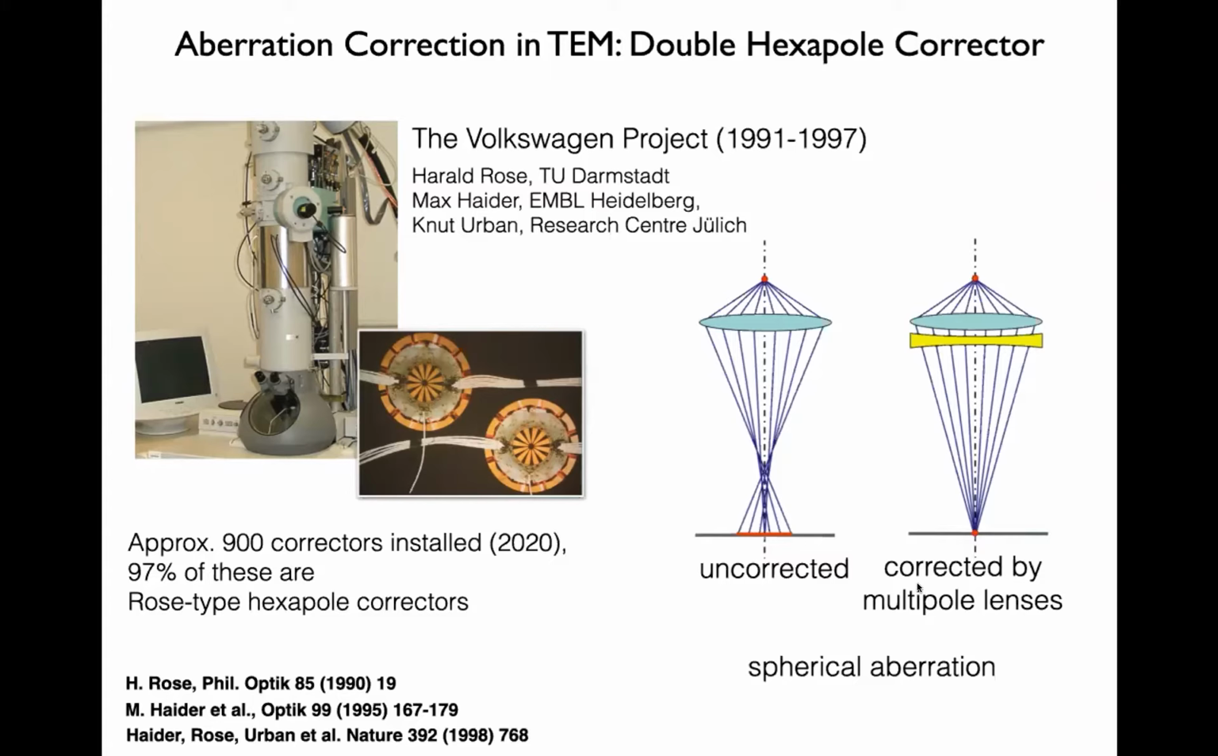So the advantage in terms of the resolution was that for a typical 200 kV microscope, you could increase the resolution from about 2 angstrom to the 1 angstrom range, which means that it becomes possible to see atoms. So nowadays, this technology is commercialized, and in the meantime, about 900 of these correctors have been installed worldwide. And 97% of these are just this Rose-type hexapole correctors, exactly like in the prototype microscope.